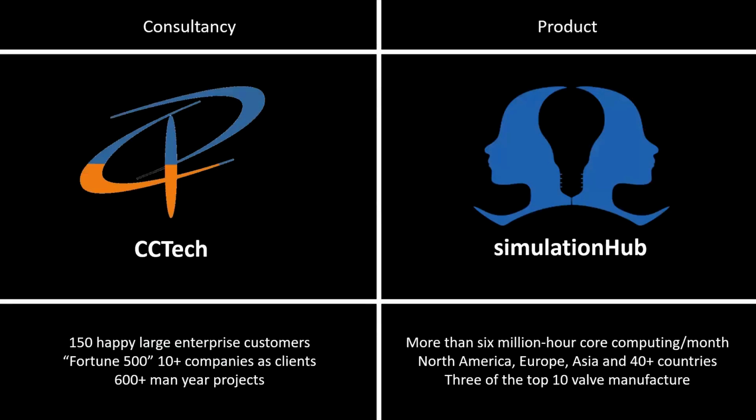To talk about how CCTech is distributed, we have two divisions. One is product and one is consultancy. We have a product called Simulation Hub, which is one of its kind in the world, the first cloud-based CFD platform where you can do CFD automatically by just providing your geometry. All the automation has been done on the cloud. On the consultancy side, we directly work with enterprise clients to develop customized solutions for them. In that, we have worked with Fortune 10 plus Fortune 500 companies.